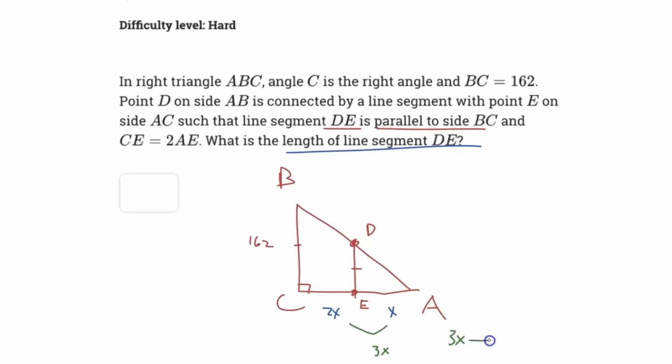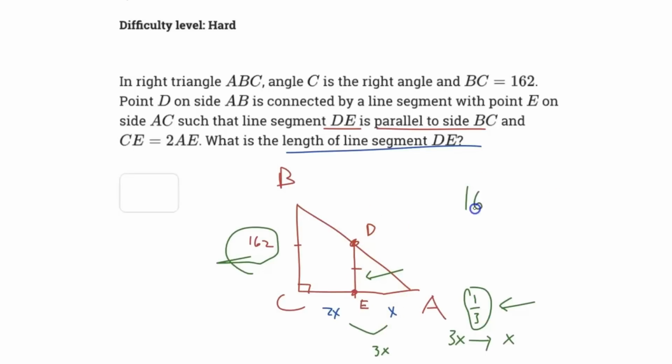So to go from 3x to x, that's a 1/3 scale factor, all right? So knowing we have a 1/3 scale factor, what we can do now is apply this 1/3 scale factor to our known value of 162 to find that side DE, right? Because side BC corresponds with side DE.